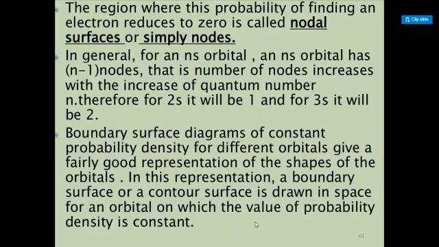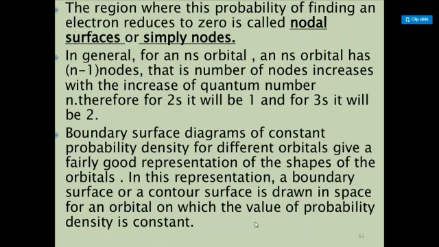The region where the probability of finding an electron reduces to 0 is called a nodal surface, or simply a node. In general, an ns orbital has n-1 nodes, that is, the number of nodes increases with the increase of quantum number n. Therefore, for 2s it will be 1 and for 3s it will be 2 nodes.